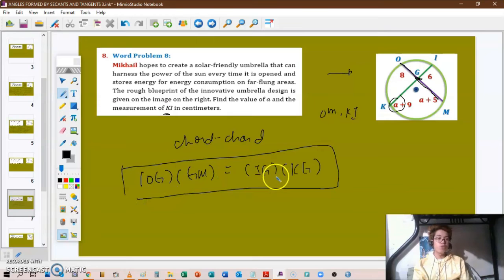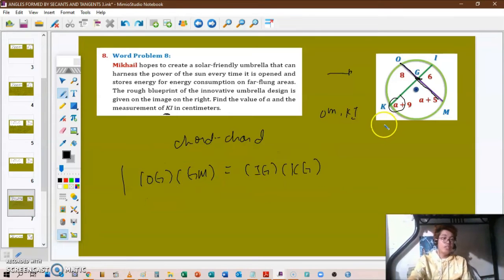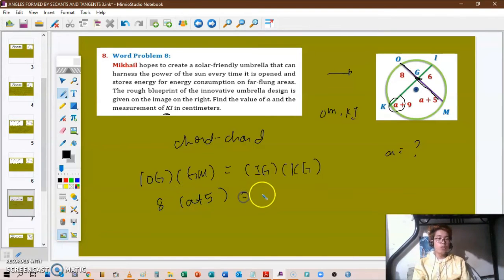And from here, we can solve for the value of KG. Okay, but first, we need to find the value of A. So what is the value of A? To do so, we just simply substitute the formulas that we have here. So it's going to be OG is 8, and GM is equal to A plus 5, so it's going to be equal to IG, okay, IG is equal to 6, and KG is equal to A plus 9.